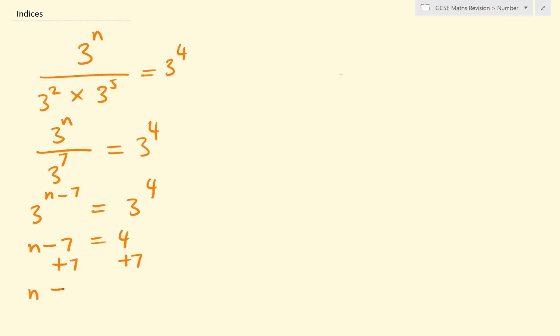So we have n is equal to 11. And we found the value of n.